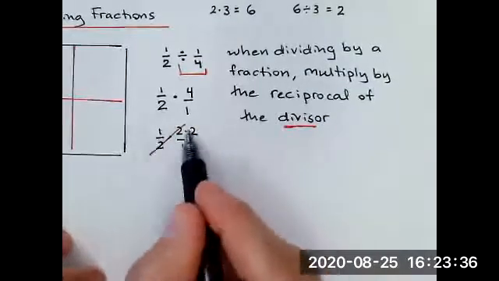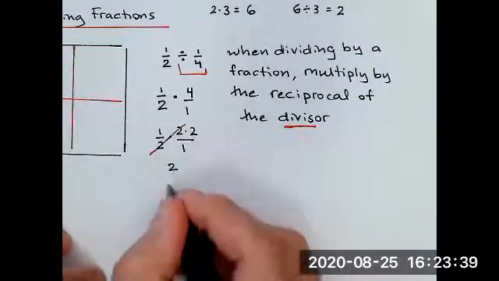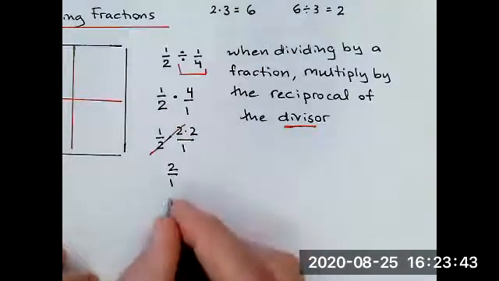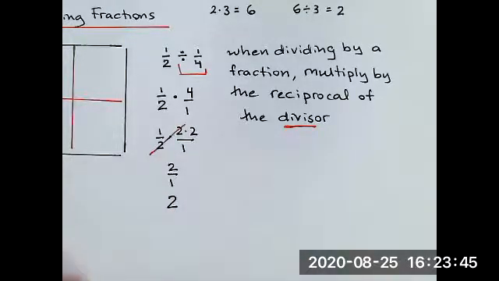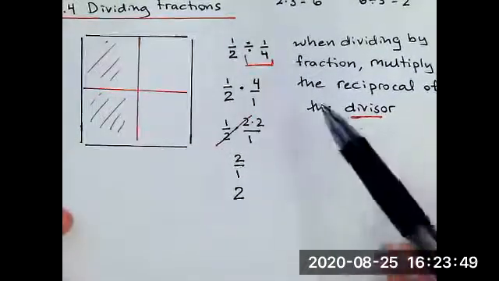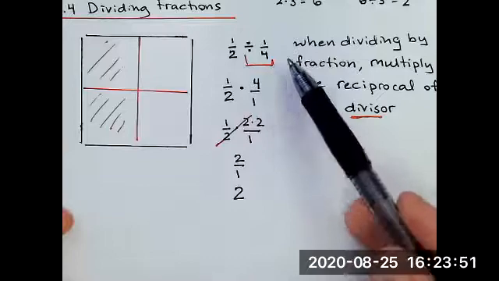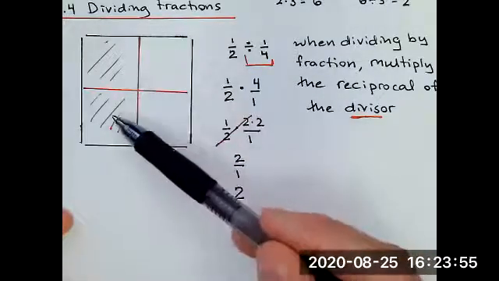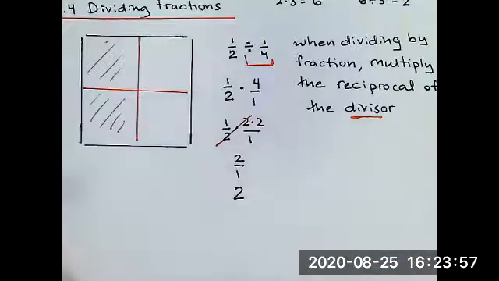So we get 1 times 2, which is 2, over 1. 2 divided by 1 is 2. So that answers the question. How many 1/4 are in a half? There's 2. Let's do another.